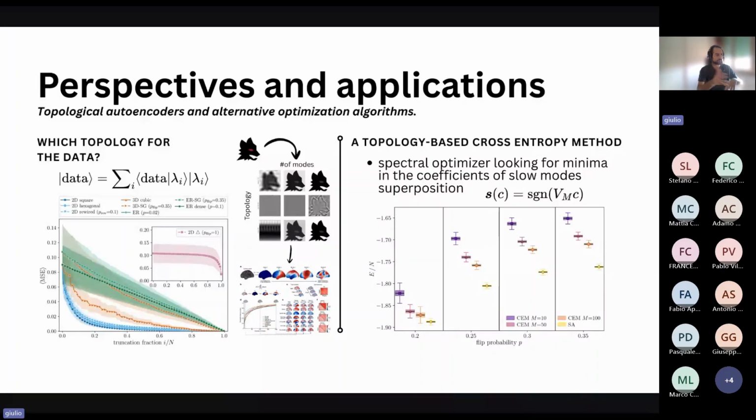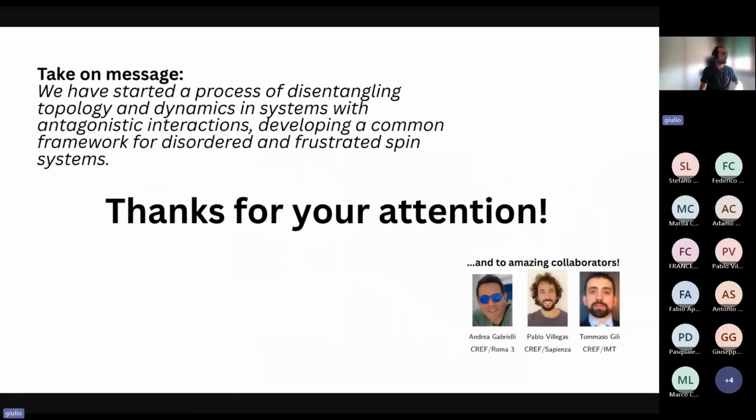You are moving the dynamical problem to a sort of algebraic combinatorial realm, which might be interesting and worth investigating more. So the take-home message is that we have started this process of disentangling topology and dynamics, inspired from network theory, and with the interest in disordered systems, and in general antagonistic interactions, where we discovered that much of the structure contains a lot of information about the systems, and so it might be worth investigating more. Thank you for your attention.